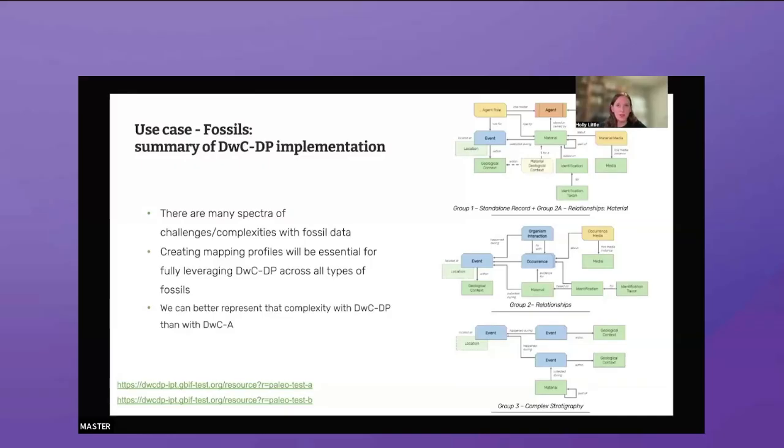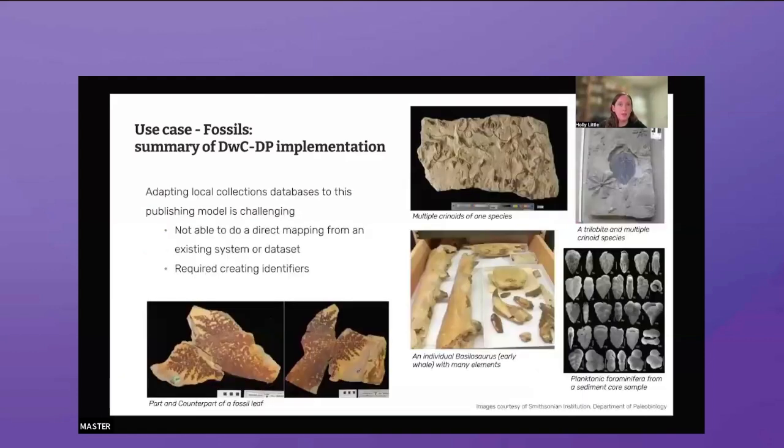Ultimately, the Darwin Core Data Package does enable better representation of that complexity than previous publishing models. While that is true, it will take work to implement. As I noted in our caveats, we had to map our data manually. Most collections management systems do not have the fields or tools to store or generate some of the necessary data that makes the Darwin Core Data Package a powerful publishing model.